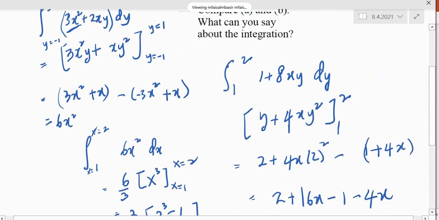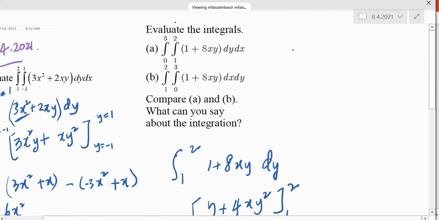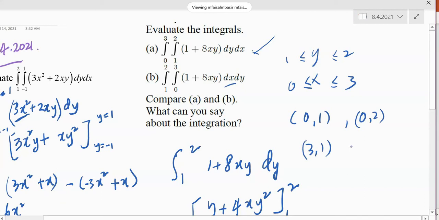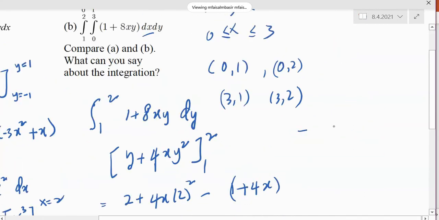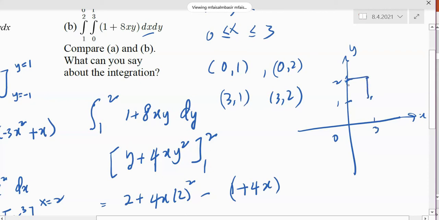If you see here, I try to draw. From here, your y is from 1 to 2 and your x is from 0 to 3. Here also the same, right? Your x is from 0 to 3, your y is from 1 to 2. So I have the coordinates 0, 1 and 0, 2, then 3, 1 and 3, 2. If I draw this in the Cartesian plane, this is the x axis and this is the y axis. We have 3, 1 here and 3, 2 here. So it is a rectangle. For a rectangular region, you can change the order of integration directly without changing the limits. Okay. Good.